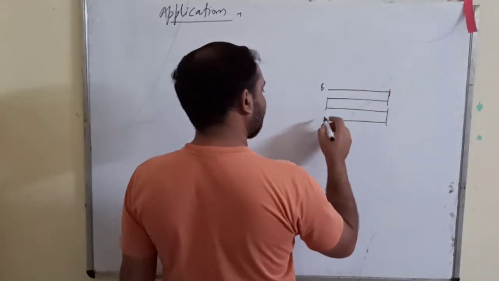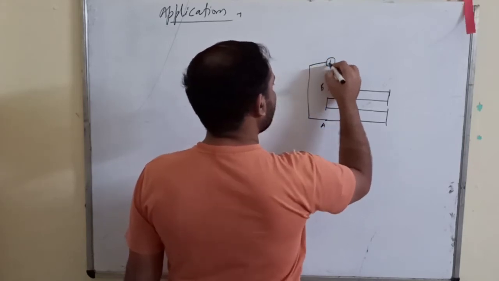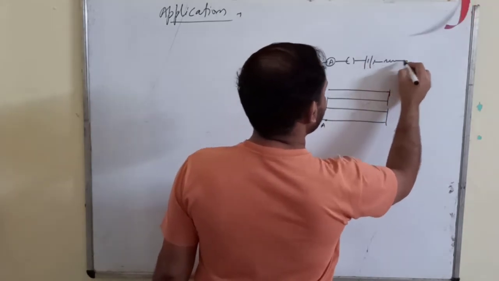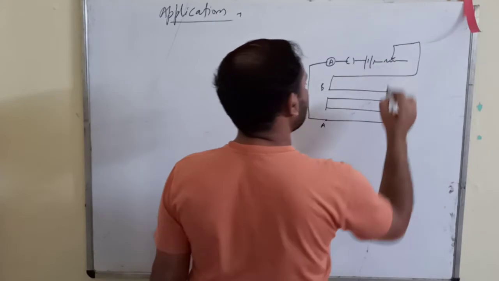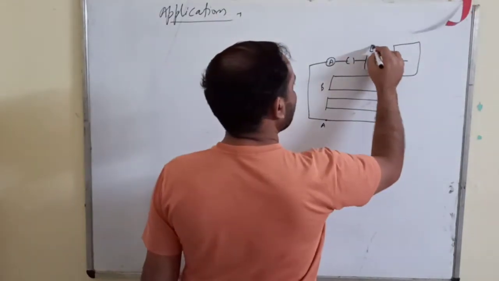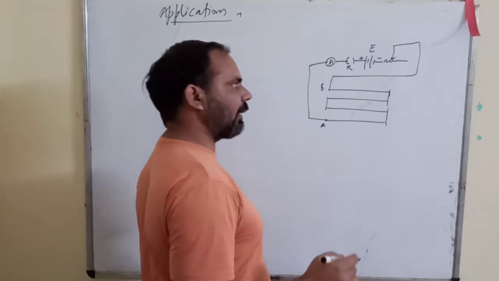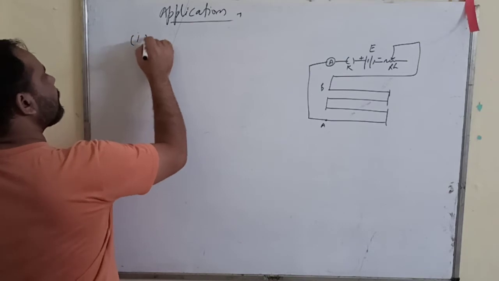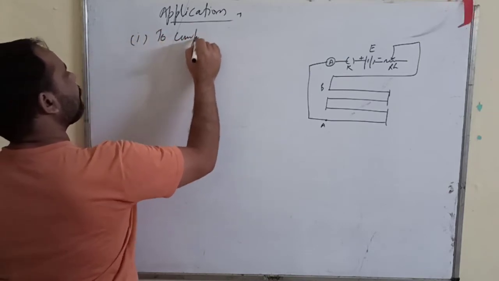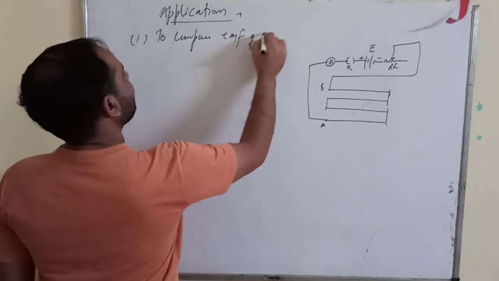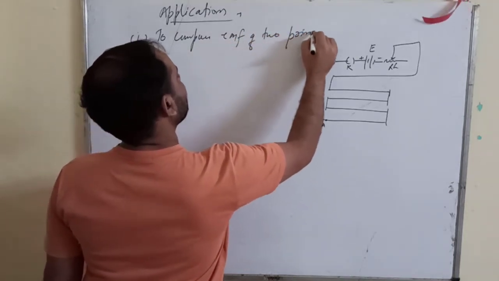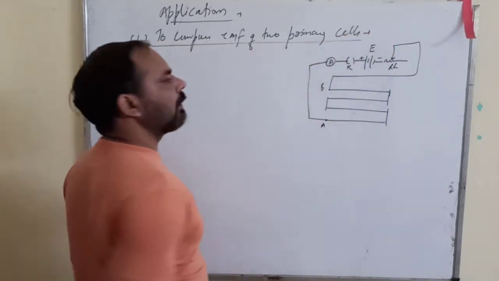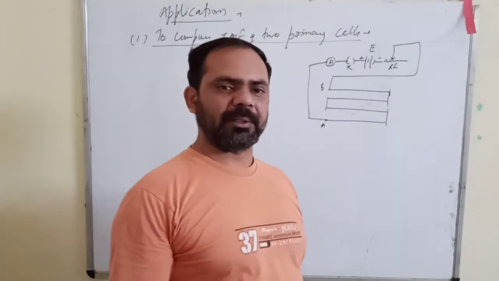Now I will make the connections: a meter, a key, a driver battery and a rheostat, and this end is connected to the rheostat. This is my driver battery, plus minus, this is key K and this is rheostat. Okay, my first application is to compare EMF of two primary cells. With the help of this potentiometer, you can compare the EMF of two primary cells, unknown.